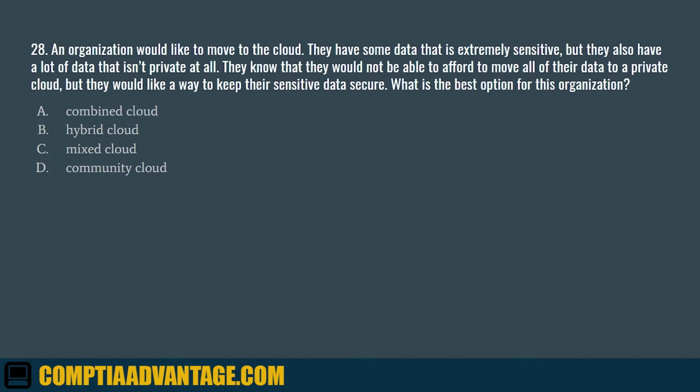Question 28. An organization would like to move to the cloud. They have some data that is extremely sensitive, but they also have a lot of data that isn't private at all. They know that they would not be able to afford to move all of their data to a private cloud, but they would like a way to keep their sensitive data secure. What is the best option for this organization? A. Combined cloud, B. Hybrid cloud, C. Mixed cloud, D. Community cloud. The correct answer is B, hybrid cloud.